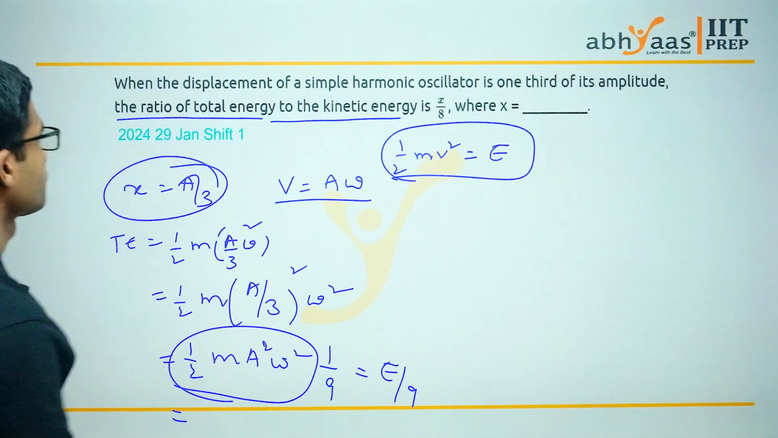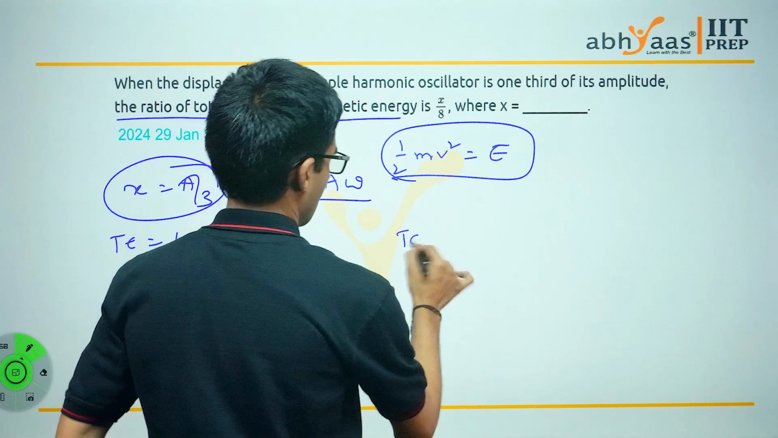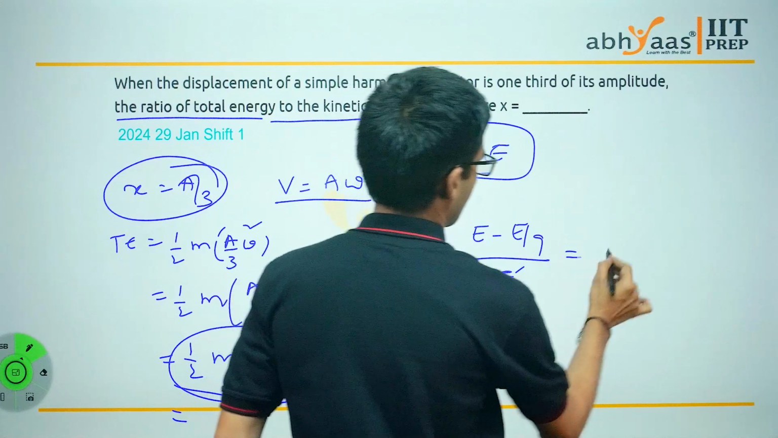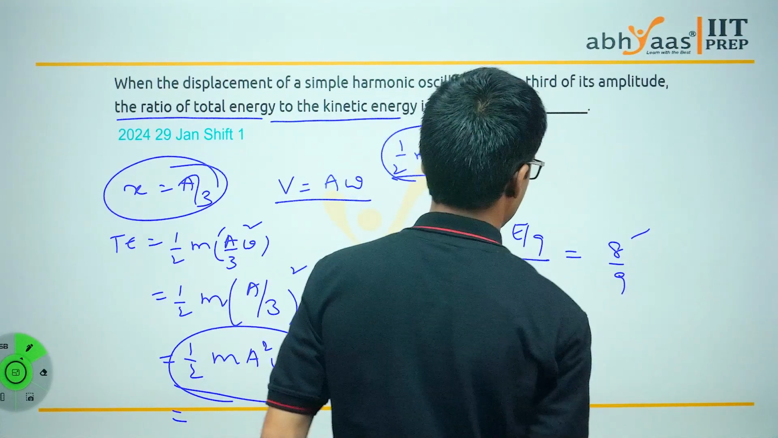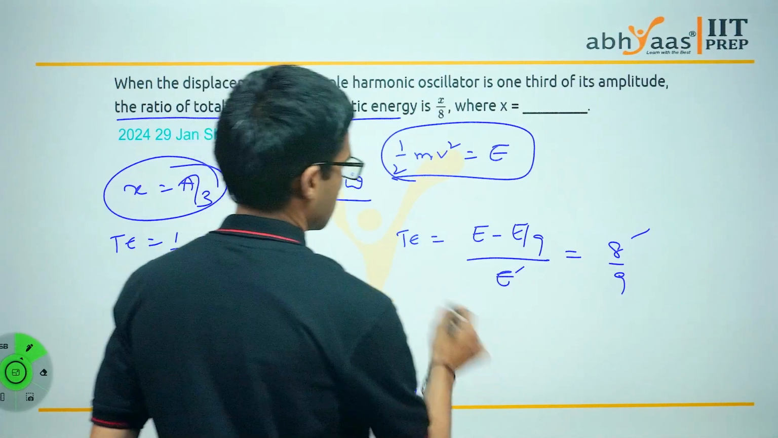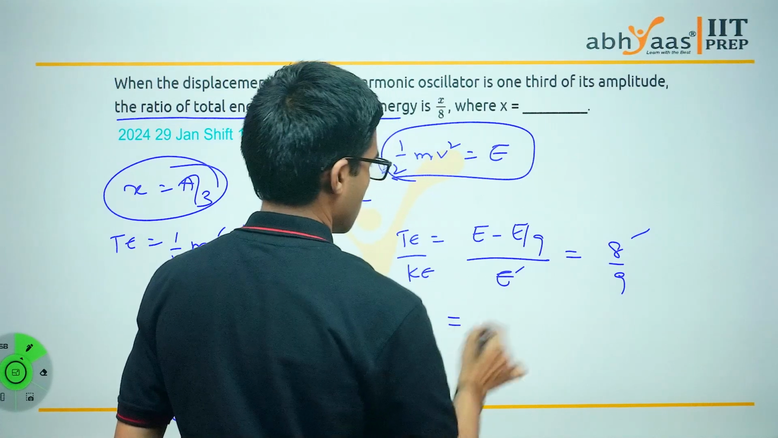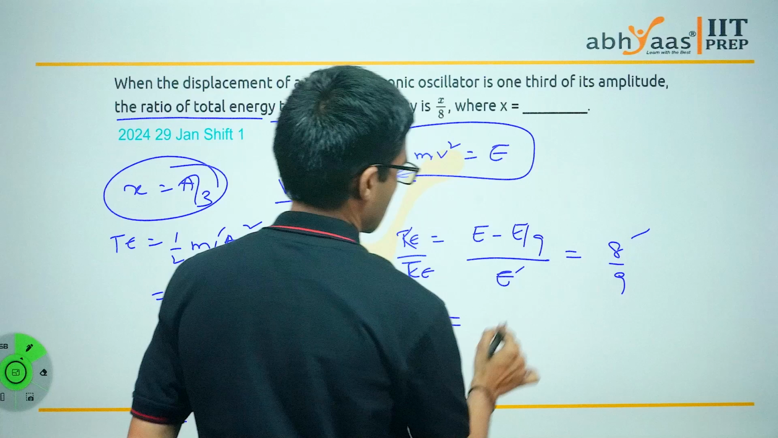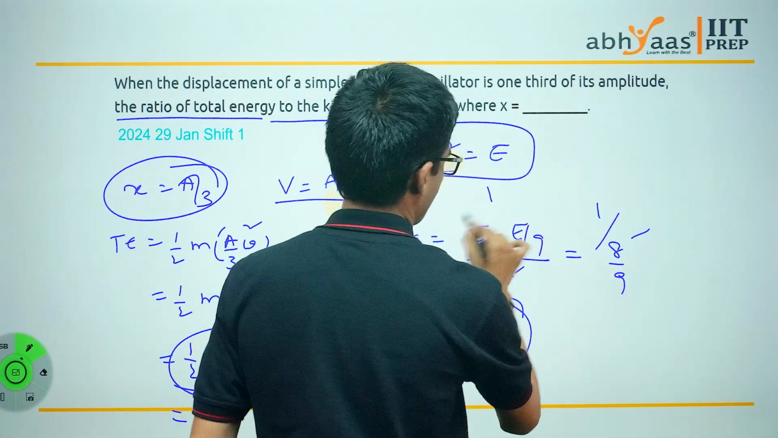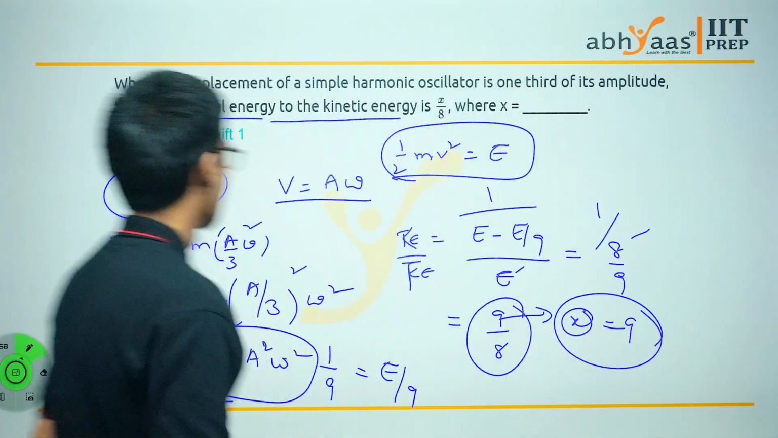Okay, what he wants is the ratio of total energy to the kinetic energy. The total energy is E, so E minus E by 9 is 8 by 9 E. So the ratio of total energy to kinetic energy is reciprocal, right? Kinetic energy by total energy is 9 by 8, the reciprocal of this one. So you will get the x value as 9. This is the answer.